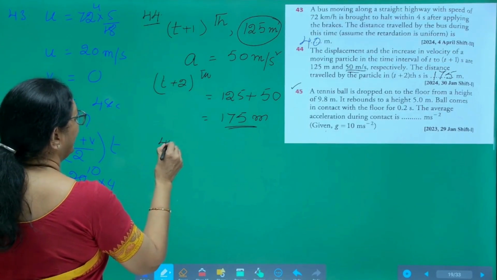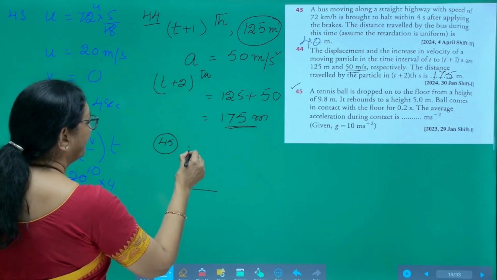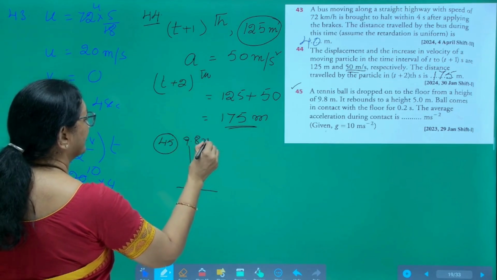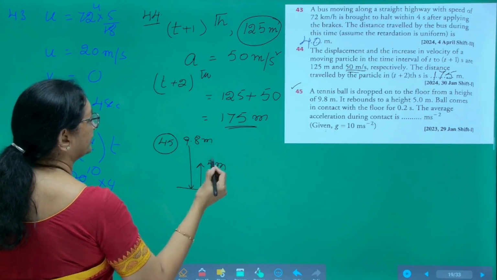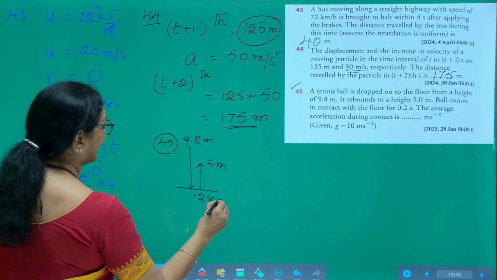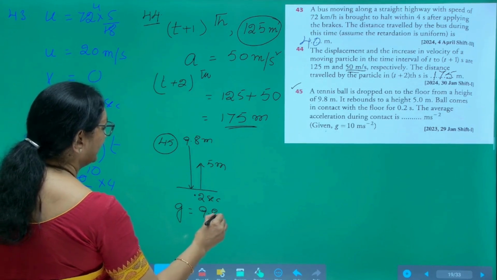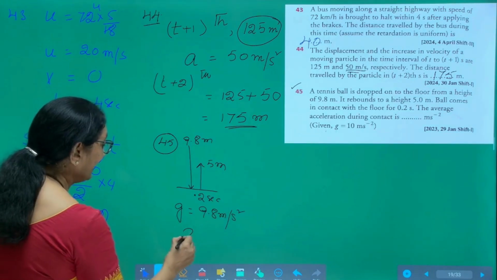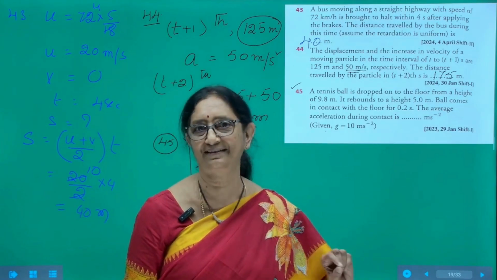Question number 45. A ball is dropped from a height of 9.8 meters. It rebounds to a height of 5 meters and the time of contact is 0.2 seconds. Acceleration due to gravity is given as 9.8 meter per second square. Find the acceleration during the contact time.